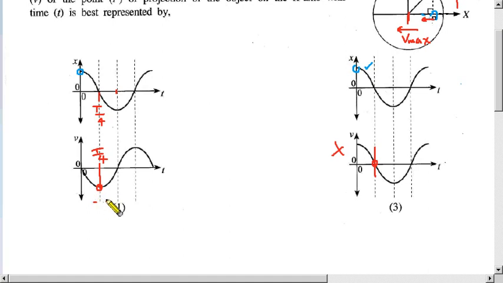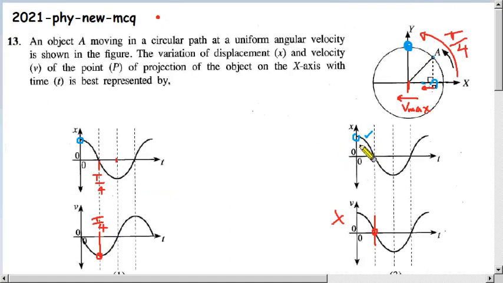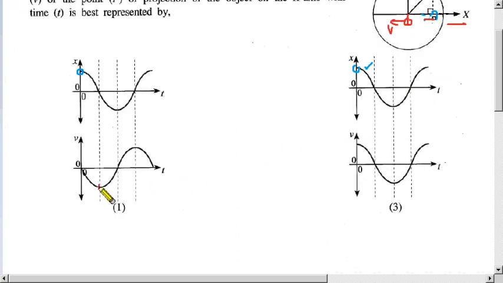So it doesn't matter if it is negative, because we know that this direction is positive, so this direction is negative. So now the point P is moving towards this way, because the object is moving this way. So the velocity is to the left, that means negative, since this one is positive. So the velocity must be negative, and also maximum. It should show the maximum value at this place.